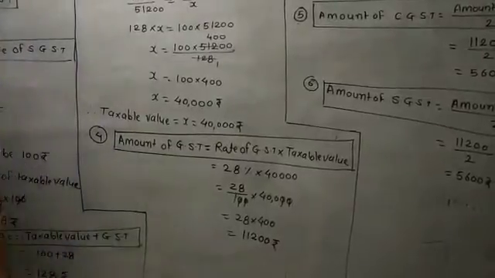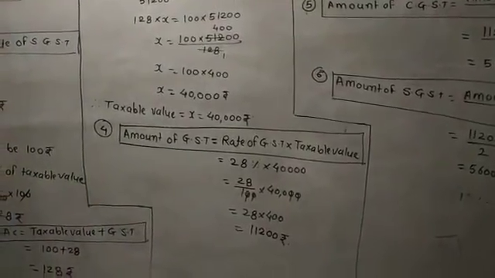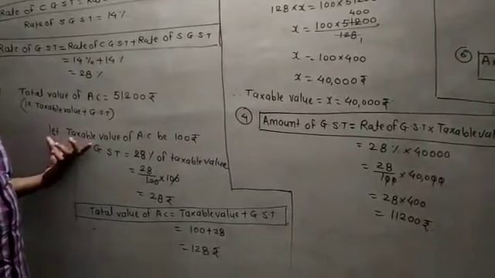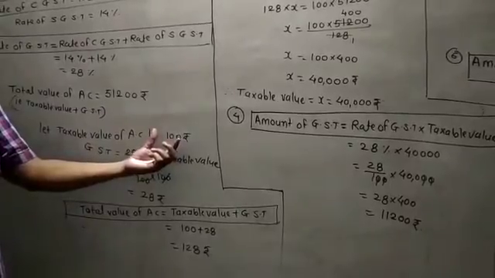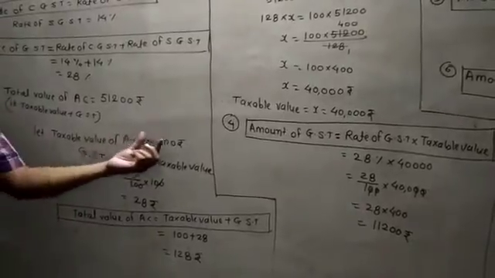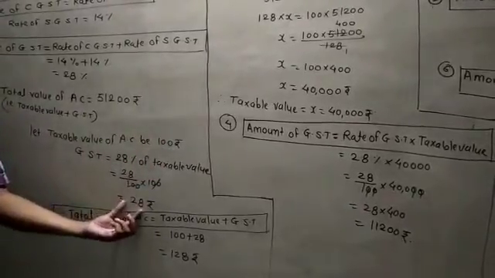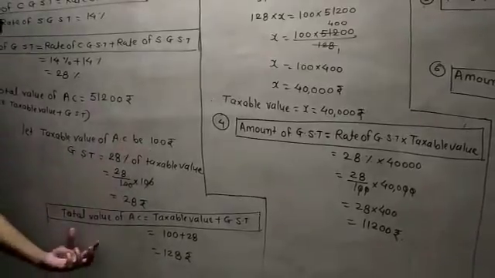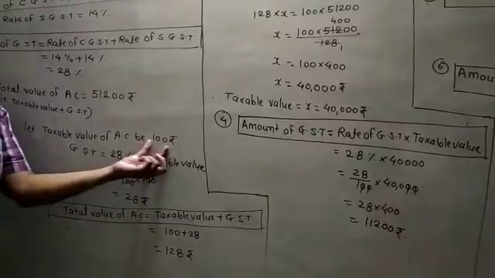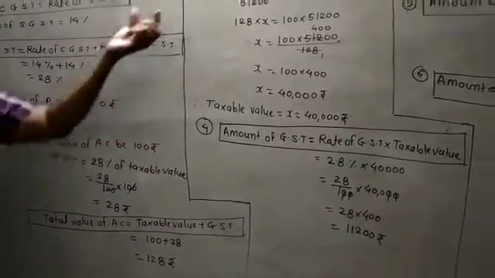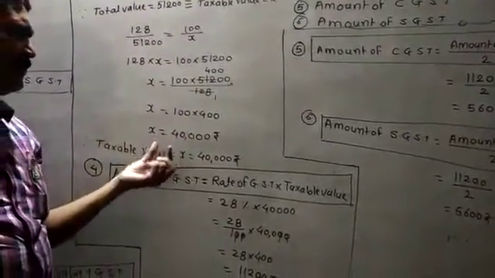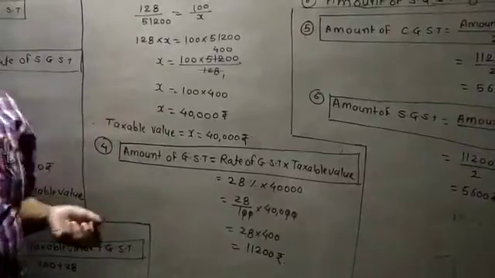Means if you want to find out the taxable value from the total value, you have to consider that the taxable value of the AC is 100 and the GST is 28%. For the taxable value 100, you have to find out the GST, and for taxable value 100, you have to find out the total value. The total value of the AC is 128 when taxable value is 100, and when total value is 51200, taxable value is X. This ratio is constant, and according to that you find the value of X, and the value of X is the taxable value.